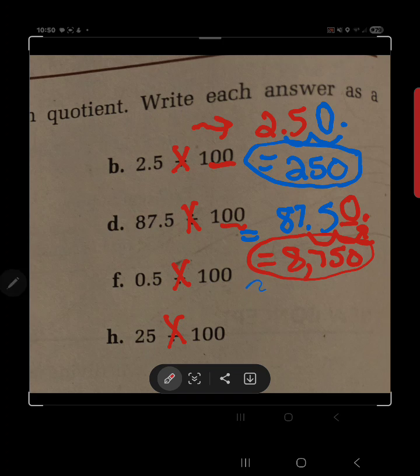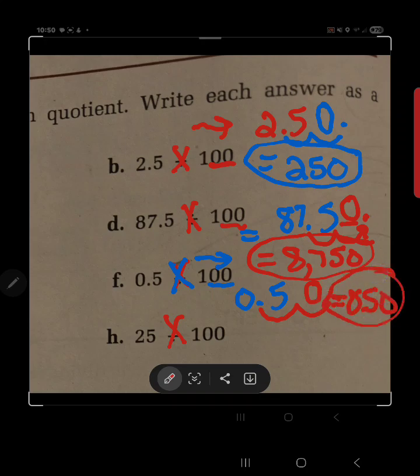All right, so the next one, we have 0.5 times 100. How many decimals do we see? Or how many zeros do we see? Excuse me. We have 2 zeros, but this time, again, we are multiplying. So that means we're moving to the right. All right, so we're going to take that decimal place and we're going to move it 2 to the right. 1, 2. We have a gap, so we need to fill it with a 0. So our final answer would be 0.50.